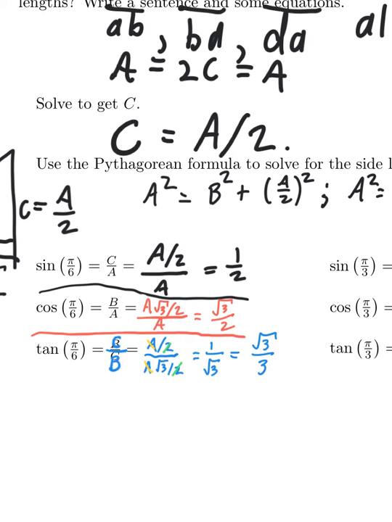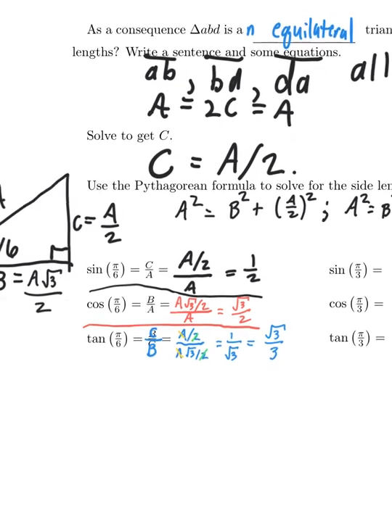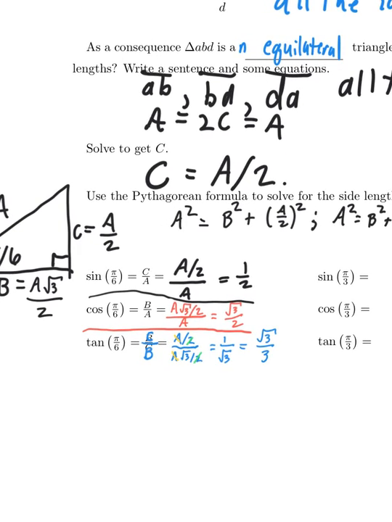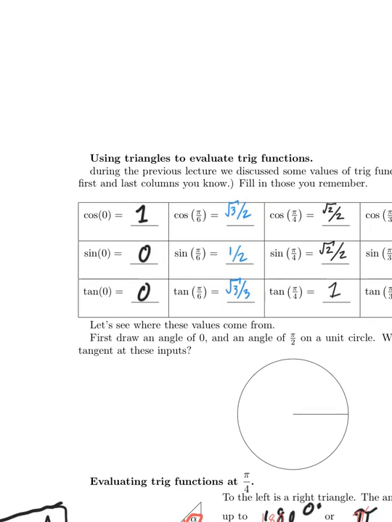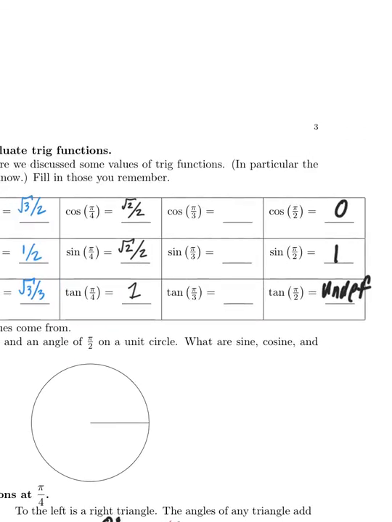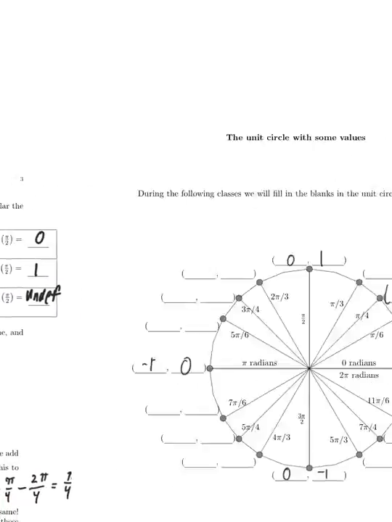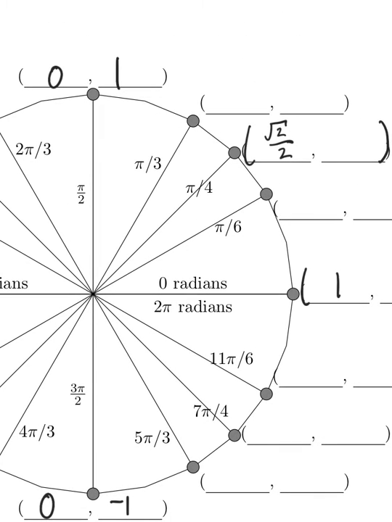Very nice. So let's go ahead and take that information and write it in the unit circle up at the top of this packet. So here we are at the top of the page. The cosine of pi over 6 is root 3 over 2. Sine of pi over 6 is 1 over 2. Tangent of pi over 6 is root 3 over 3. That puts us over here: root 3 over 3, comma, 1 over 2.